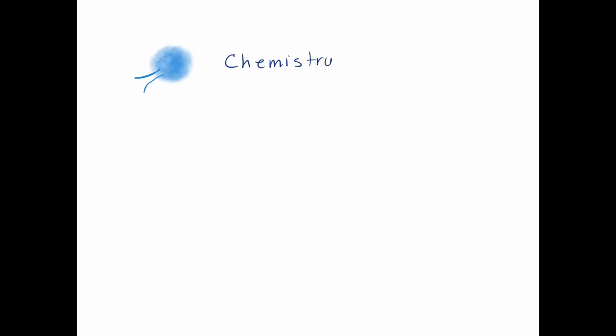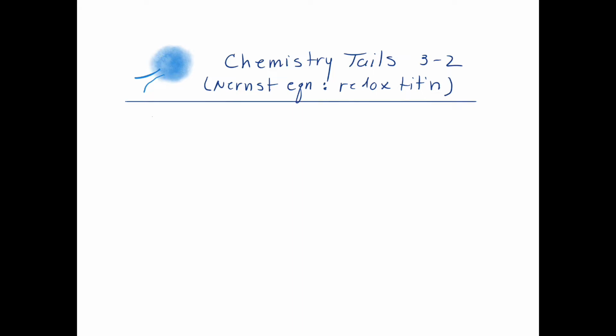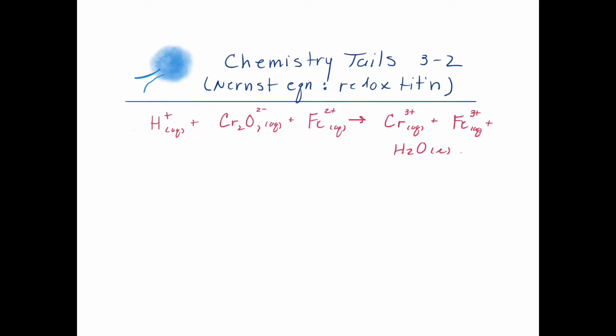This is Tale 3-2, in which we're going to use the Nernst equation to help us predict the cell potential for a redox titration before we start titrating and after the addition of 10 milliliters of titrant. The first step is to balance the redox reaction between the dichromate ion and iron in its +2 oxidation state to yield chromium +3 and iron in its +3 oxidation state. You must have the stoichiometric coefficients for the reactants and products.